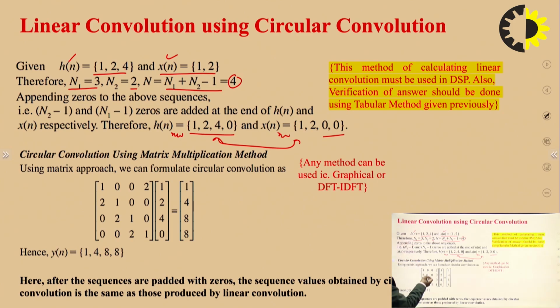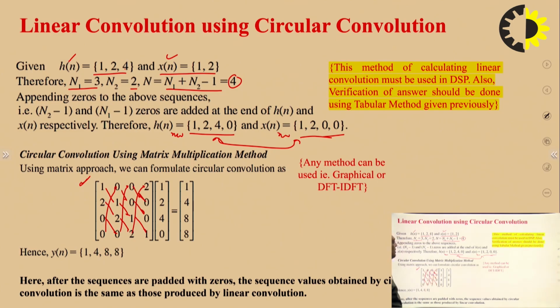Here we have applied the matrix multiplication method. You can apply any method: you can solve it using the graphical method, or using the DFT and IDFT method, but here we are solving it using the circular method. In the circular method, you simply write the sequence 1 2 0 0, and then the elements shift again like this, a simple procedure.